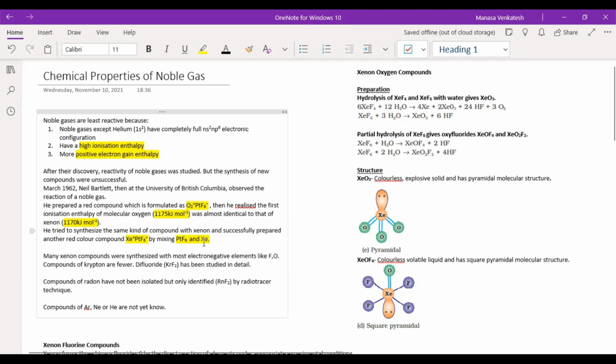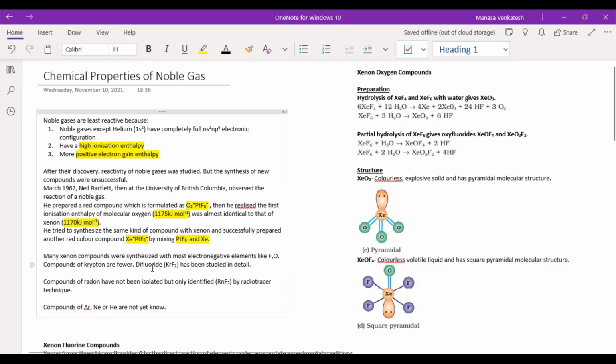Now, from there, xenon compounds have been synthesized where xenon reacts with a very highly electronegative element like fluorine and oxygen. Now, krypton, on the other hand, has fewer. It's only krypton difluoride that has been synthesized and studied in detail. But compounds of radon have not even been isolated, but they've been identified. In case of argon, neon, and helium, they're not even known as of now. Because these elements are relatively all the more stable than these ones.